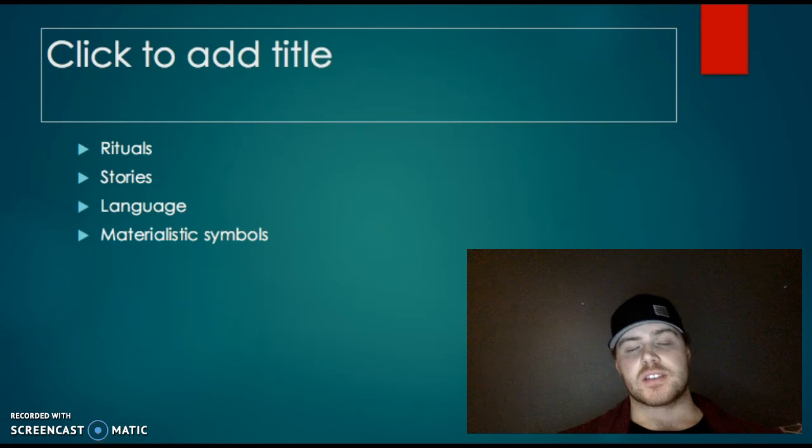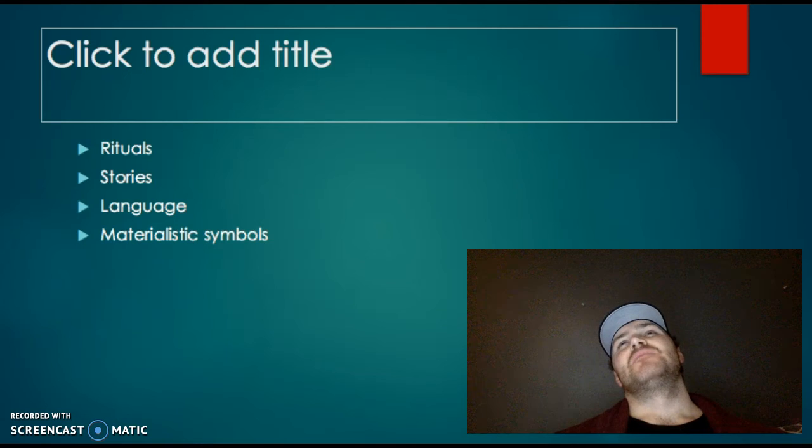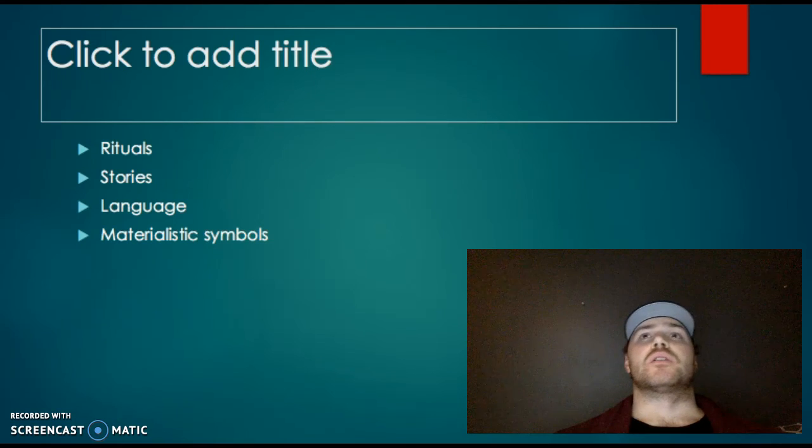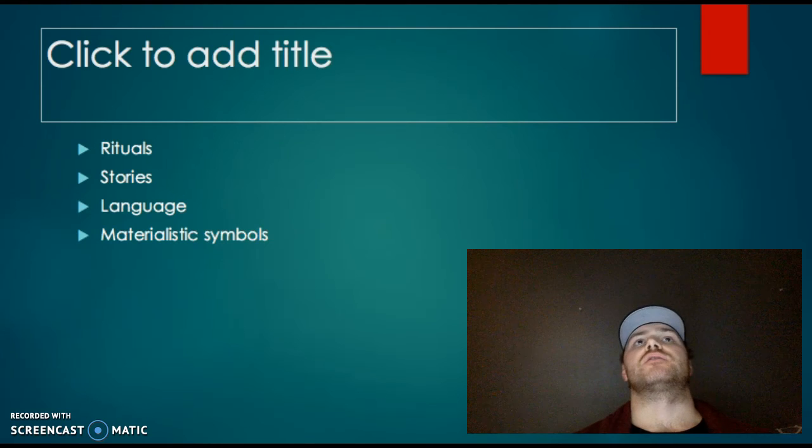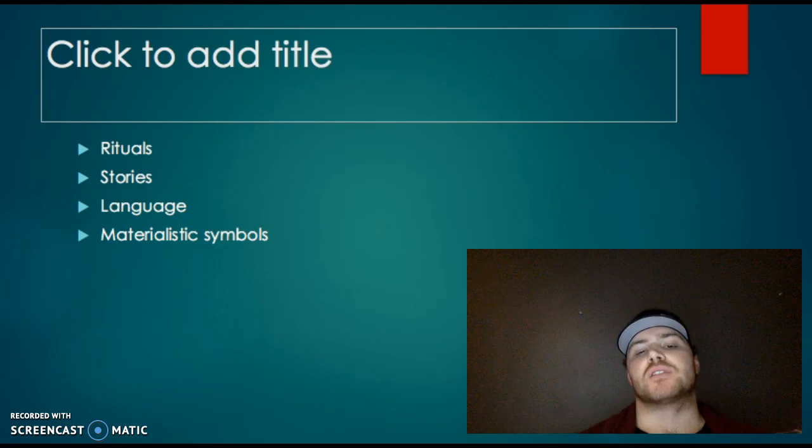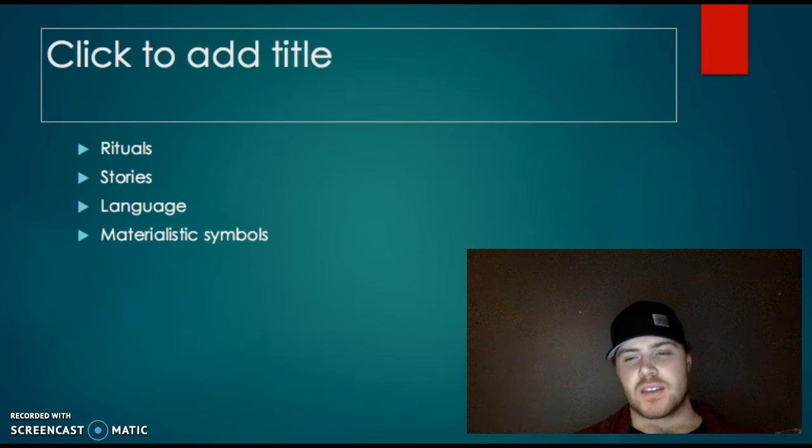Materialistic symbols is more of how you are perceived, how you walk into the office. When you walk in the office, how does it look? How do you feel? How are the employees dressed? It's basically how you want to look, how you want people to judge you, how you want people to see your company, everything such as that.